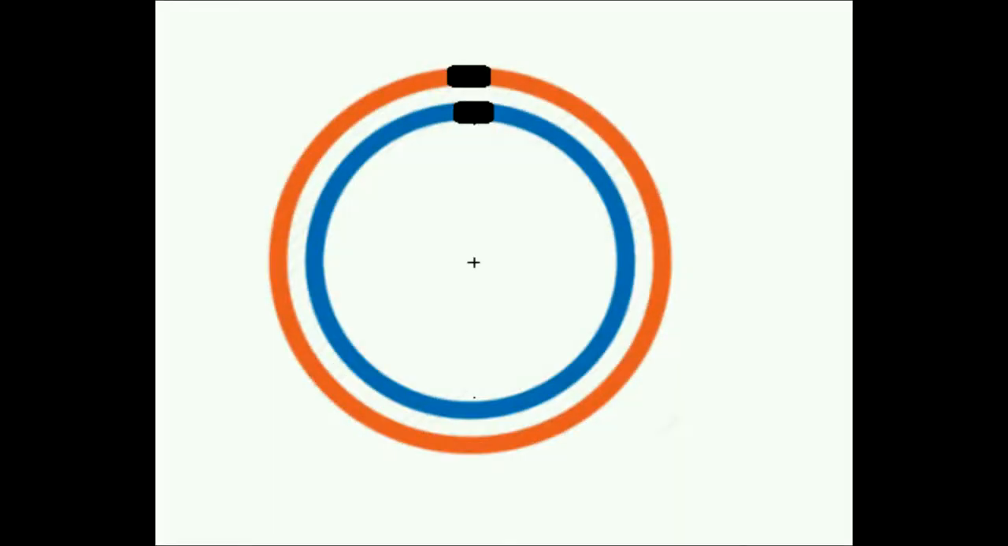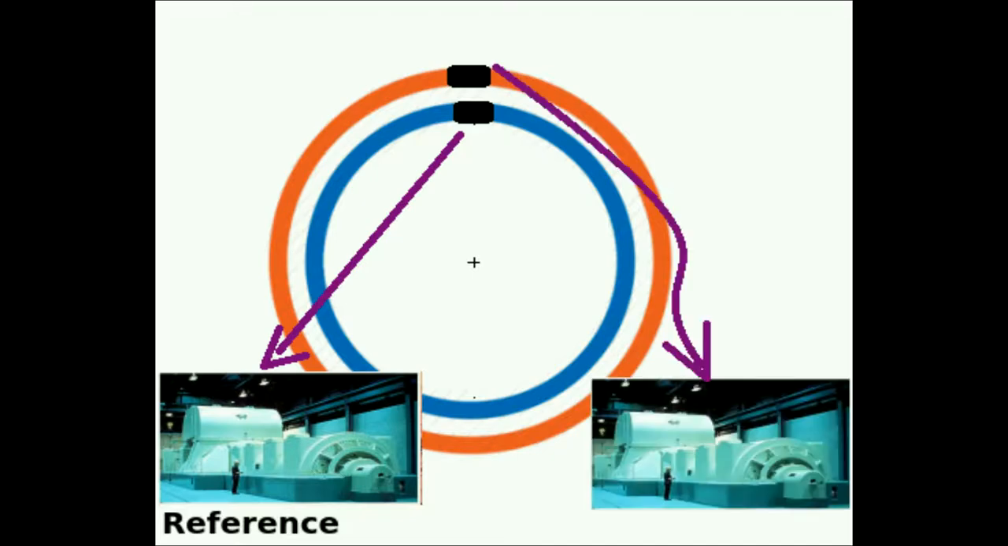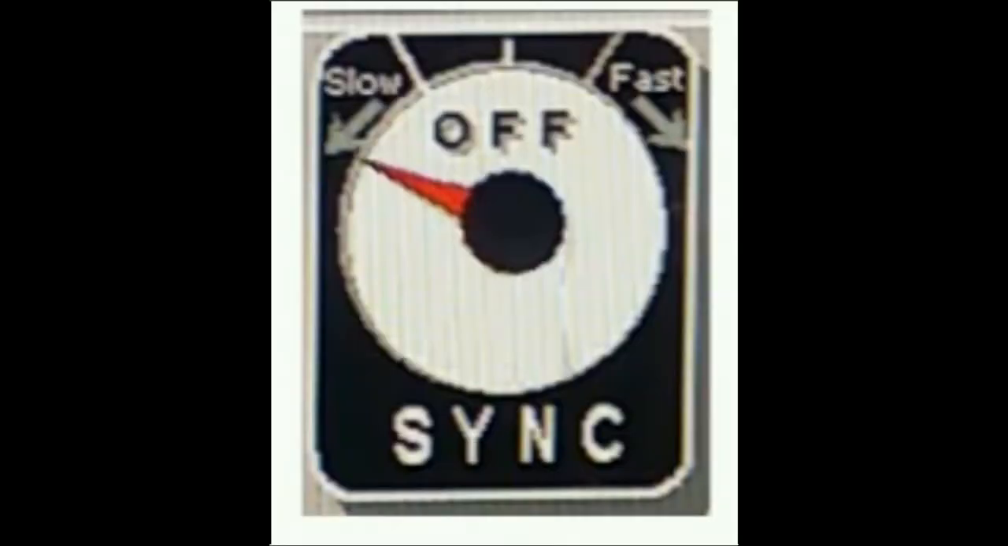Now we're going to use these ideas to represent generators. The blue one will represent what we call a reference generator, and we're going to be comparing that generator against another generator which is represented by the red runner. We will use the synchronoscope to compare the speed and synchronization of the two generators.